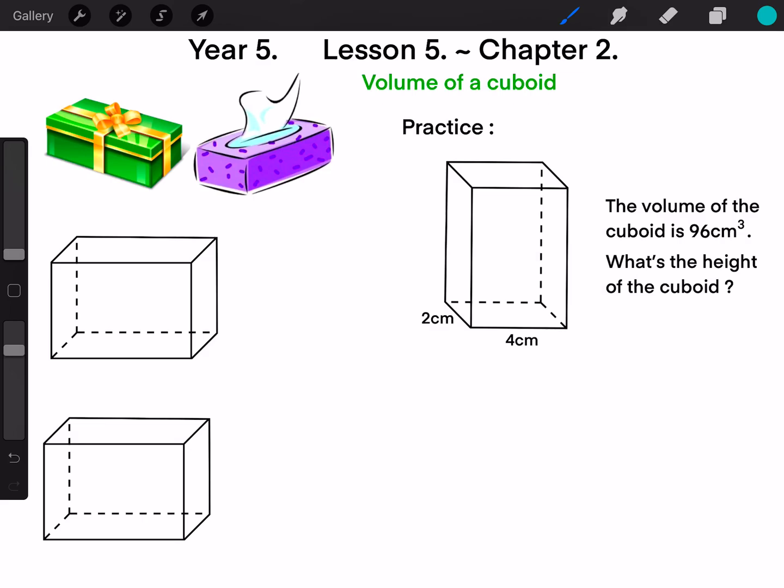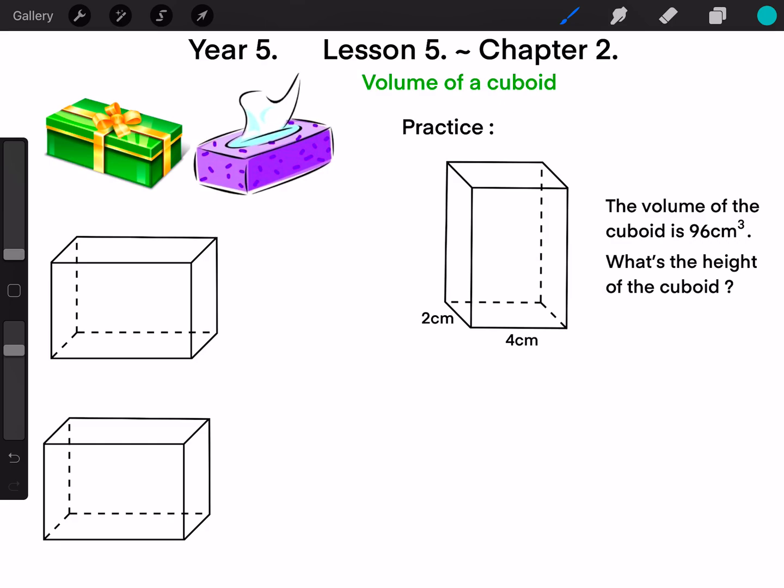In Year 5, Lesson 5, Chapter 2, we will talk about volume of a cuboid. Cuboids are very common in our daily life. Question: is there any difference between cube and cuboid?